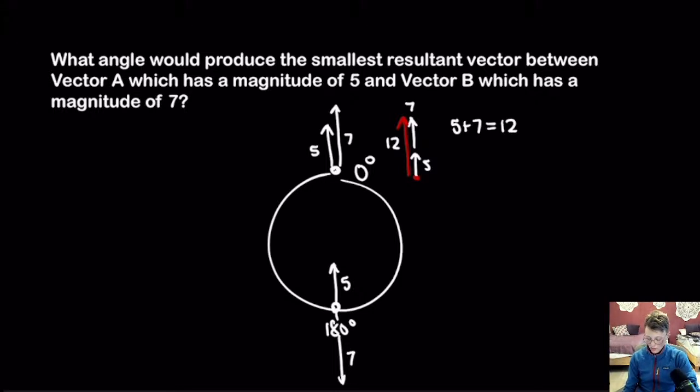180 on the other hand, if we do that same thing, so we have a 5, kind of like this. And again, tip to tail, so I'm going to take this one's tip and put it to the tail of our 7. Here's where we started. Here's where we end. This one is going to end up being 2 because it's the difference between these. Now, these are the two extremes.